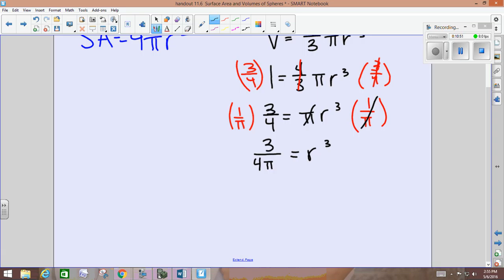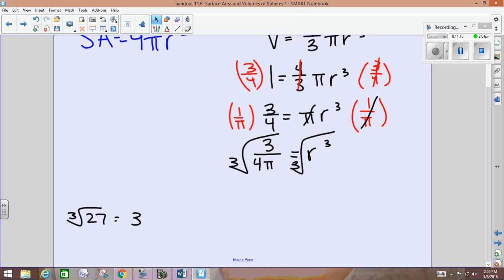Well, to get rid of a square, I would take the square root. So to get rid of a cubed, I'm going to take its what root? Cubed root. It's called a cubed root. And it looks just like a square root, only it's got a little 3 in front of it. To cube something, you take it times itself 3 times. So like, if you want to find the cubed root of 27, that's 3, because 3 times 3 times 3 is 27. Cubed root.